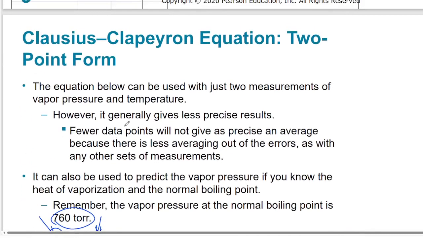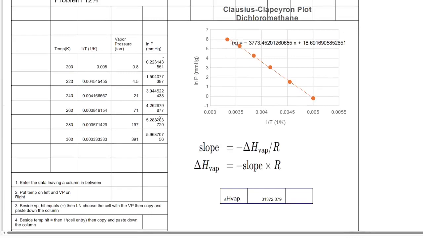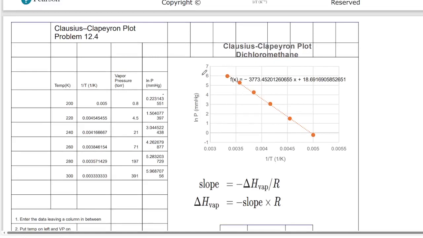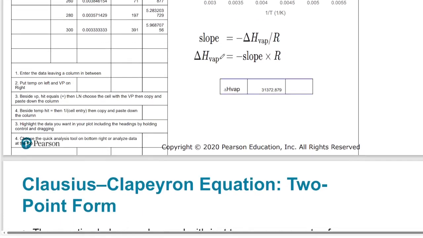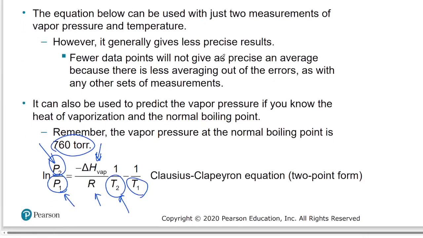Alright, so that's how we can get the data using the Clausius-Clapeyron equation in the line form. And remember, ln of B would also give us our B for our particular substance in question. But there's also a 2-point form for the Clausius-Clapeyron equation that we can use. And we're going to see some examples with this as well.